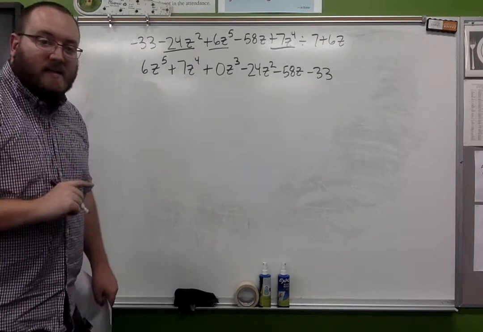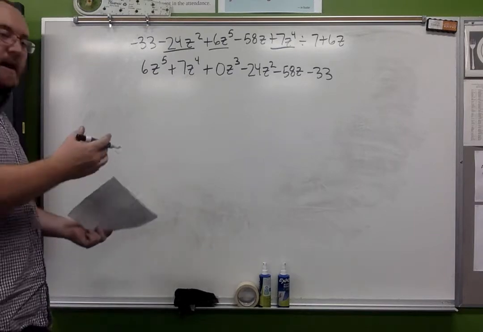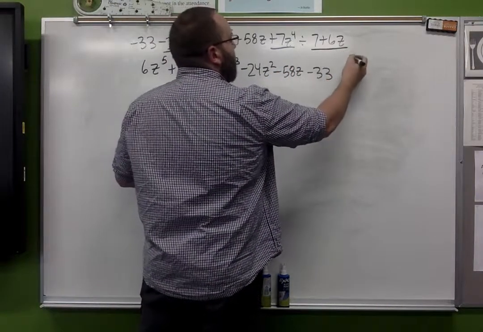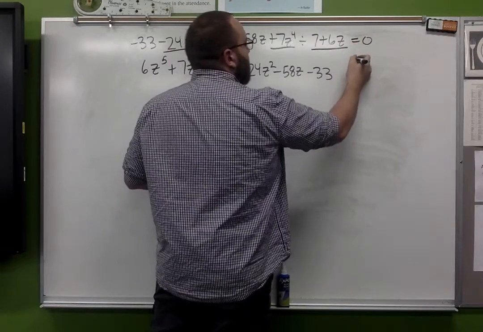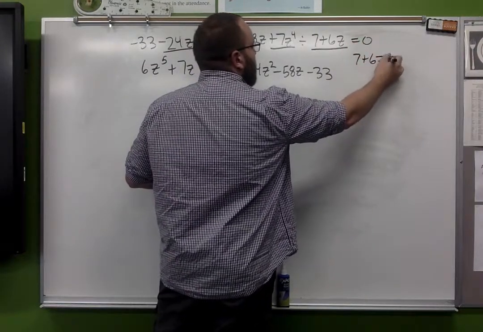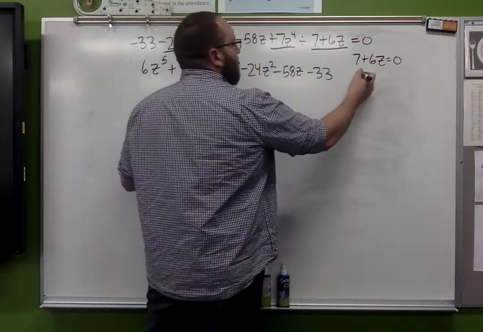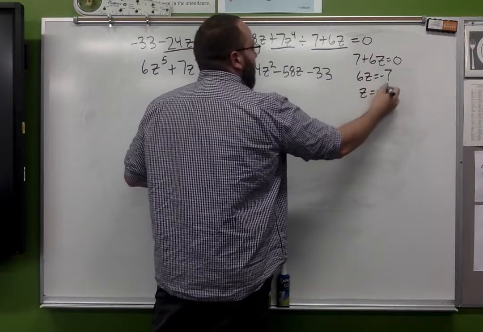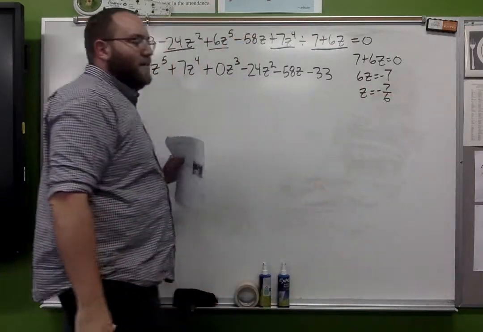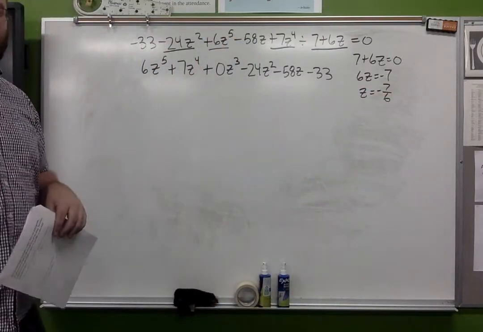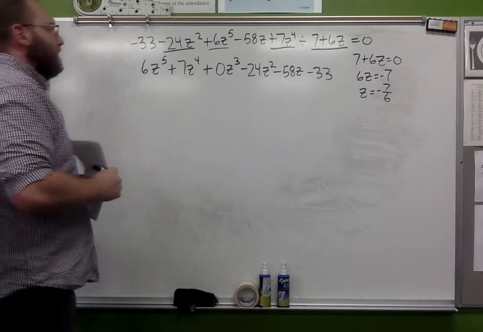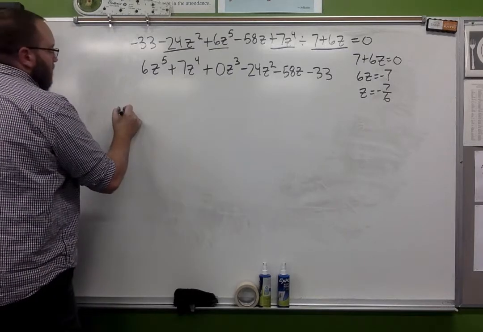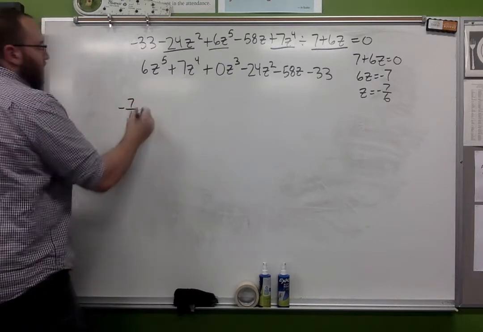Now, we want to divide by a 0, correct? Long division by a factor, synthetic division by a 0. So we take our divisor and set it equal to 0. So 7 plus 6z equals 0. Okay, minus 7 for both sides. Divide by 6. Our favorite. We got a fraction. And it's a negative fraction, which makes it all much more fun. Okay, so that's our 0. It's negative 7 over 6. So negative 7 over 6 is our divisor.